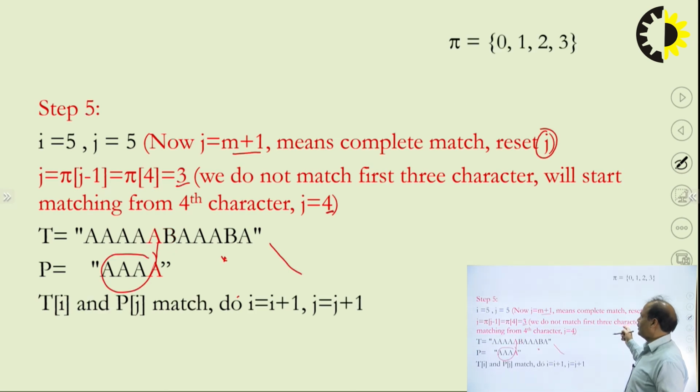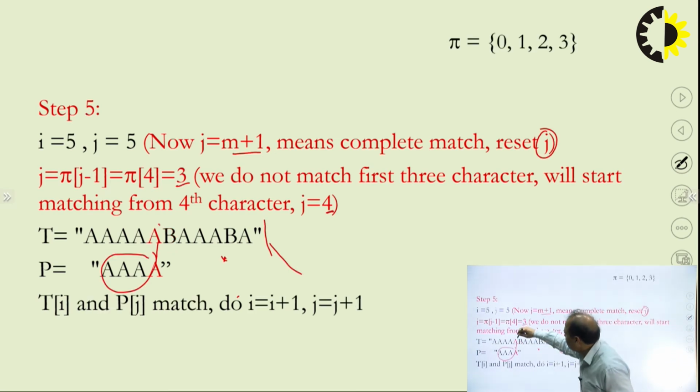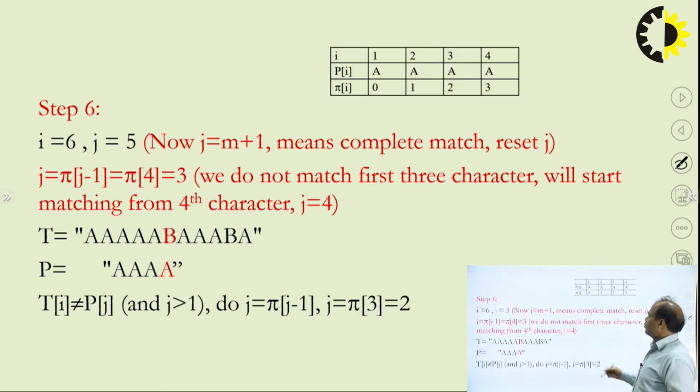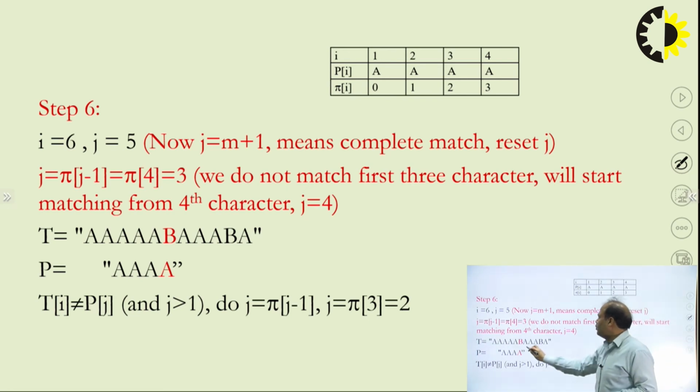So reset here. Look at here, again there is a complete match, right? So we have to reset again. So J is m plus 1. So again pi of J was 5, pi 4. Pi 4 is again 3. Look at here, pi 4 is 3. That means again we are not going to compare the first 3 characters, so matching will start from the 4th character, right class? This is going to be matched and we got a mismatch again.